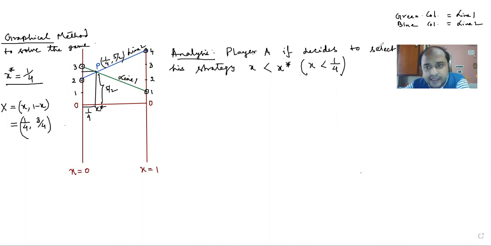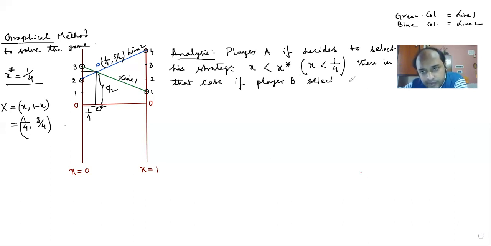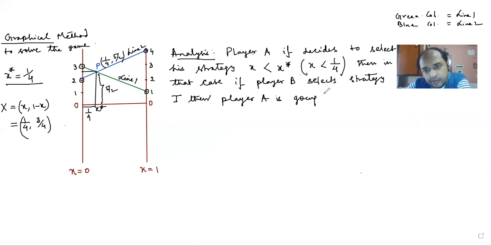So if player A decides to select his strategy x less than x star, then in that case, if player B selects strategy 1, then player A is going to get maximum expected payoff.